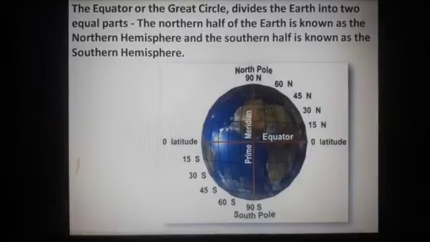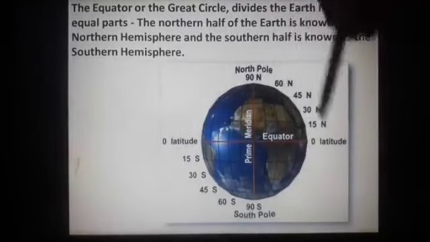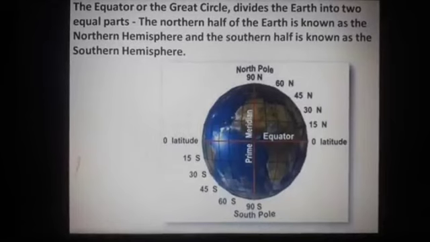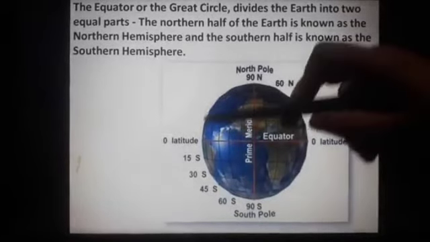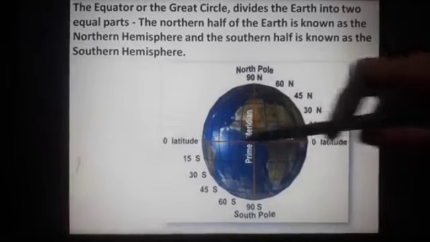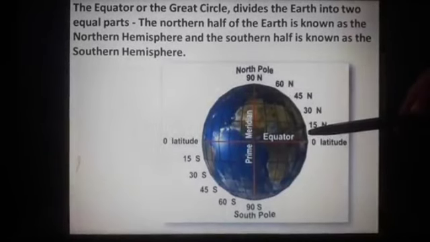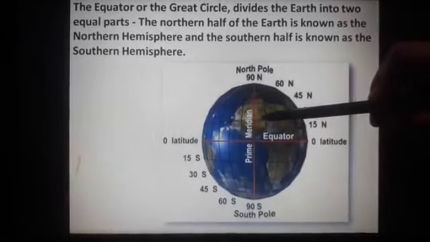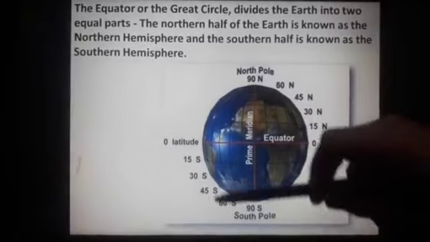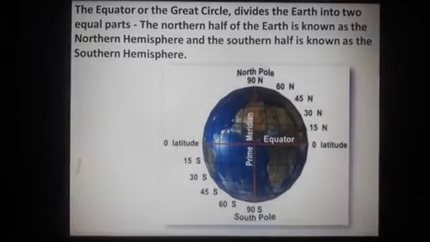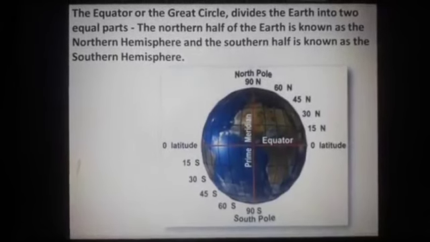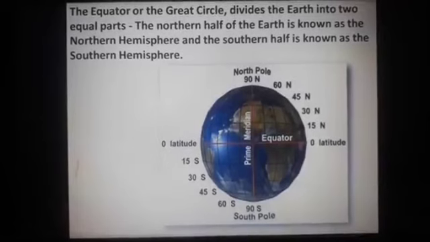So the equator is known as a great circle because it's a complete circle. From the front to the back side is a complete circle. So it's known as a great circle and divides the earth into two equal halves. If you imagine it's like a watermelon, if you cut from here, you have two halves, right? The northern half of the earth is known as the northern hemisphere, and the southern half is known as the southern hemisphere. They are both equal halves. Therefore, the equator is an imaginary circular line, a very important reference point to locate places on the earth.